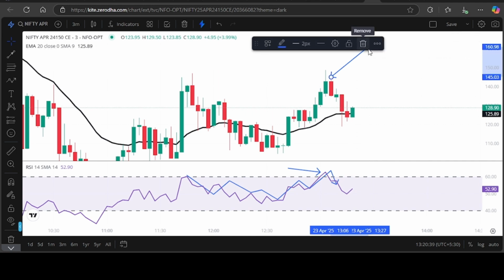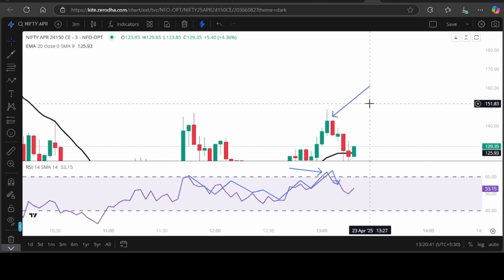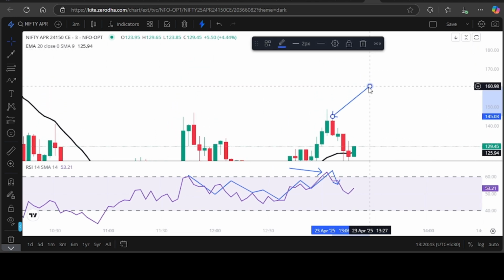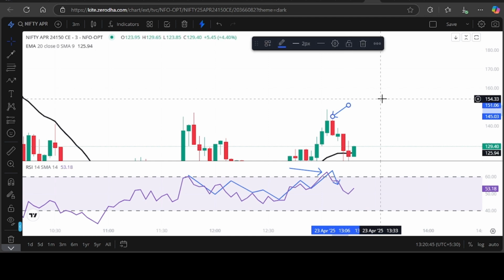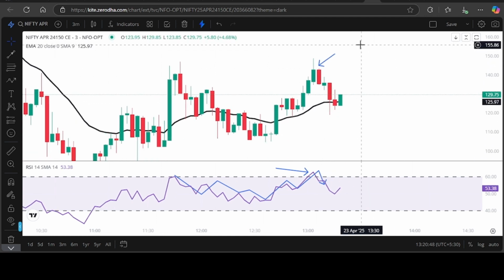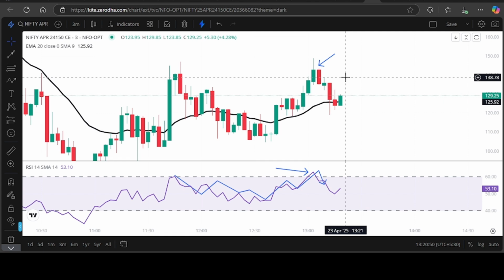Actually, what happens is that when I show you all the live environment, you become more confident that this strategy works, right? When you actually use this indicator, use the RSI support and resistance strategy to trade in the live market. So we'll wait for the next setup.